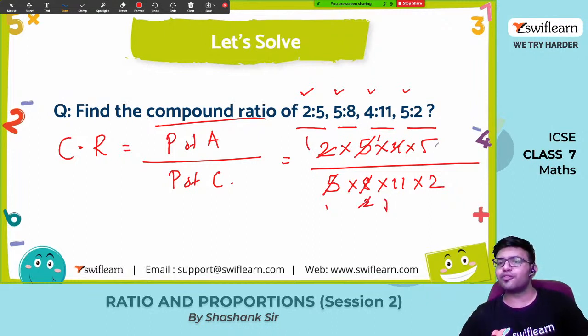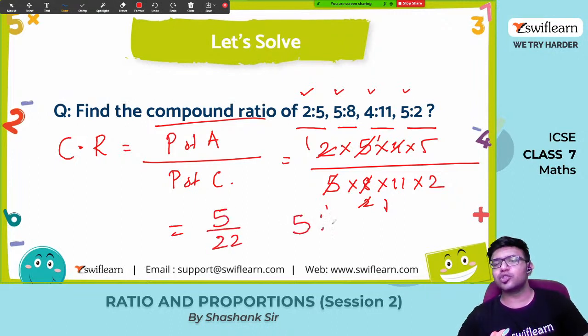So I am left with 5 in the numerator and 11 times 2 is 22 in the denominator. So the compound ratio is 5 by 22, or 5 is to 22. This is the compound ratio.